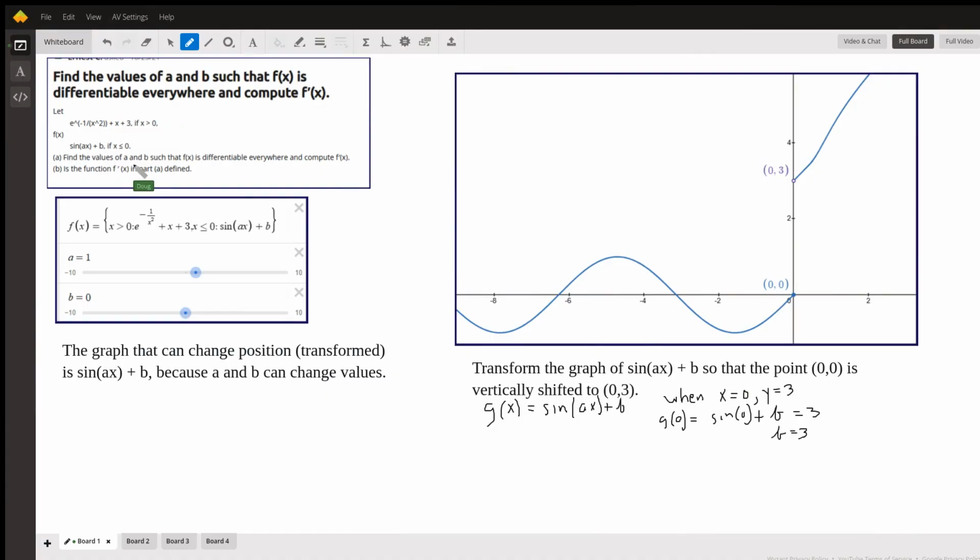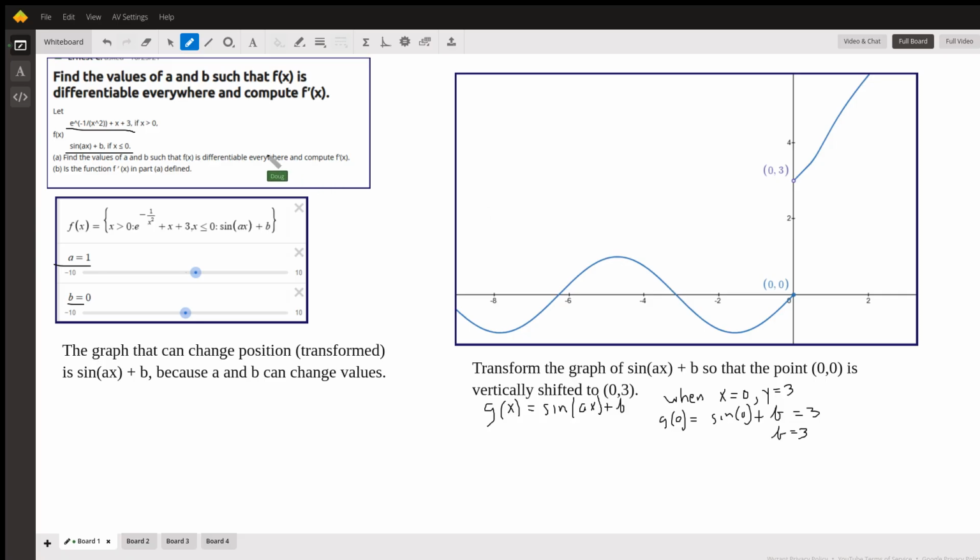Okay, we've got a piecewise function defined by these pieces. This is the function when x is greater than 0, which is this blue graph here. And this is the piece when x is less than or equal to 0, sine of ax plus b. And when a is 1 and b is 0, the graph looks like this.